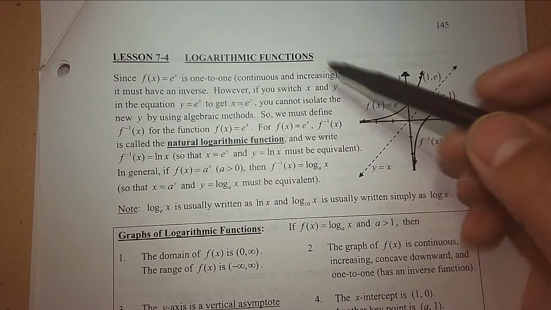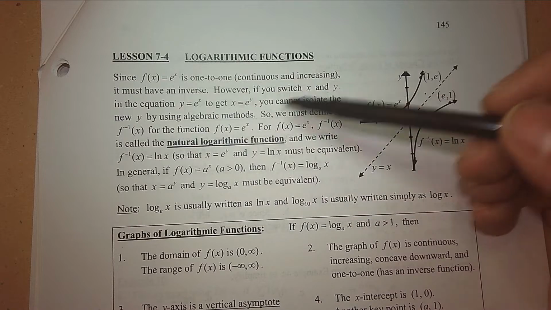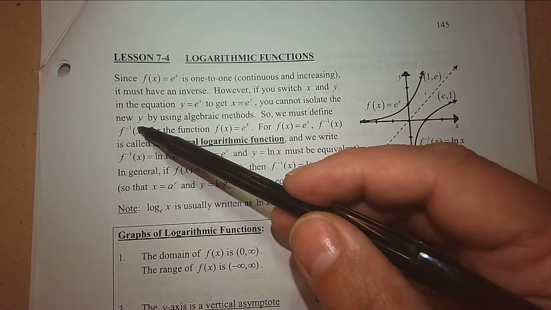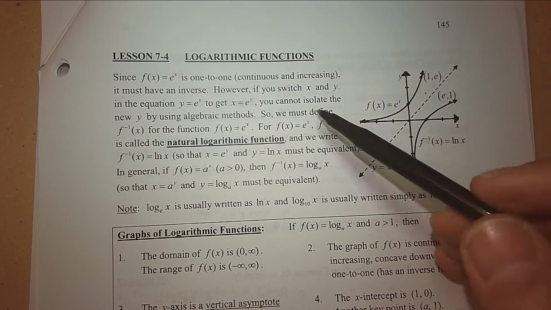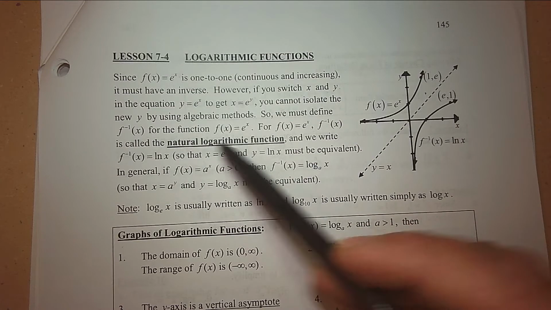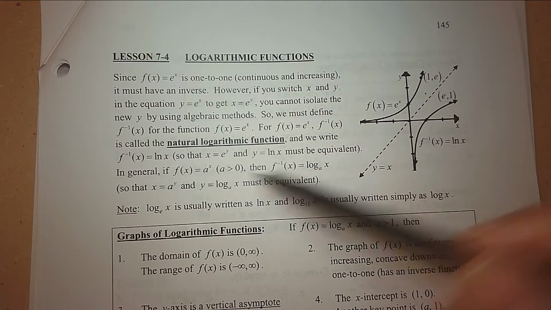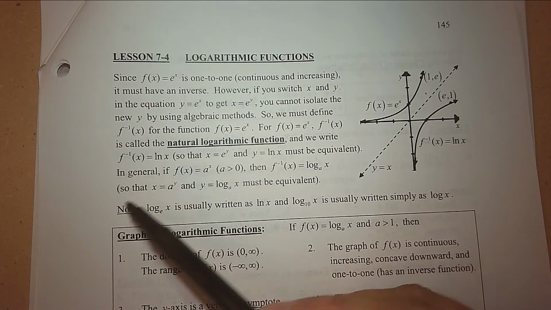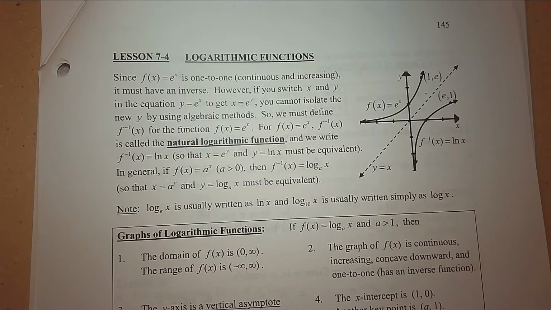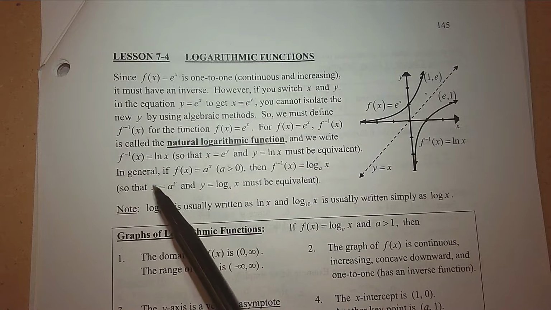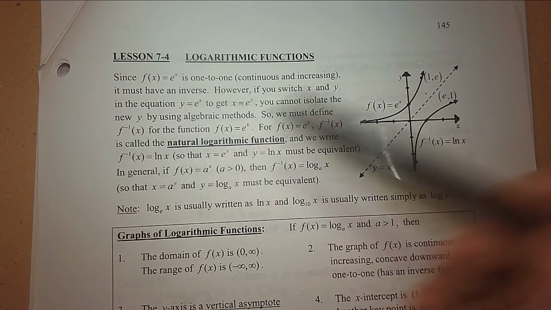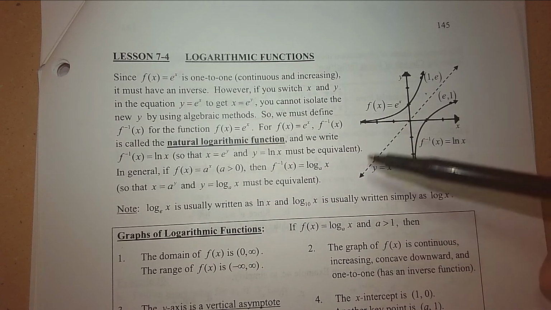So you can't isolate the new y by using algebraic methods, so we must define the inverse as a function, and we define it, in this case, as the natural logarithm for e. Instead of writing it out, we write it as ln. What does ln stand for? What base is that logarithm? e. And it's a special logarithm with a special symbol, ln. So x equals e to the y and y equals ln x are equivalent.